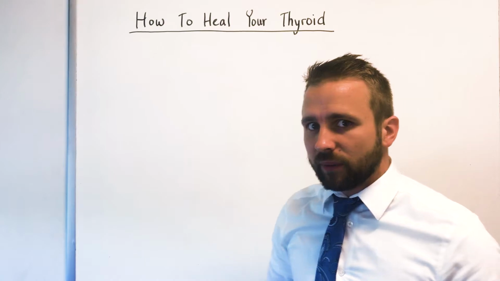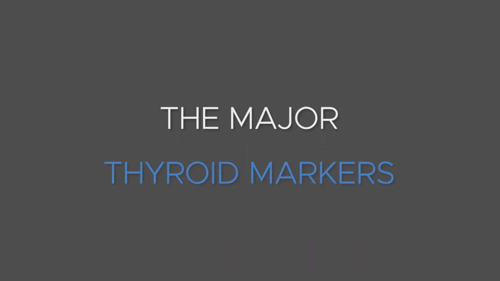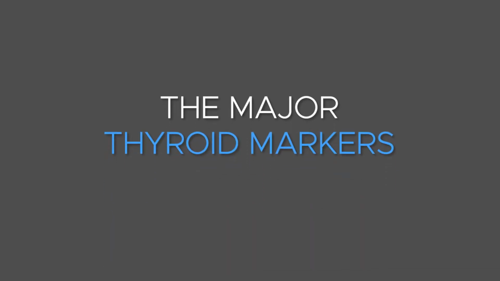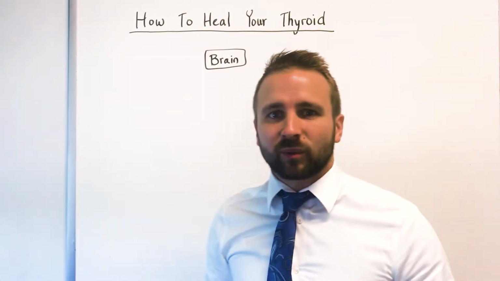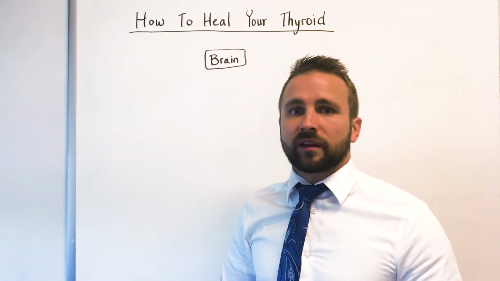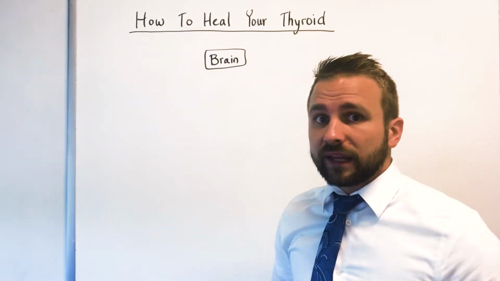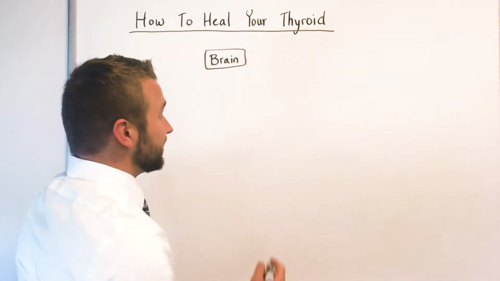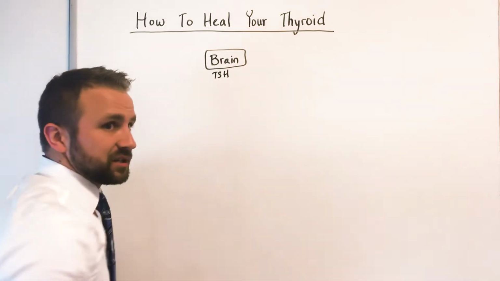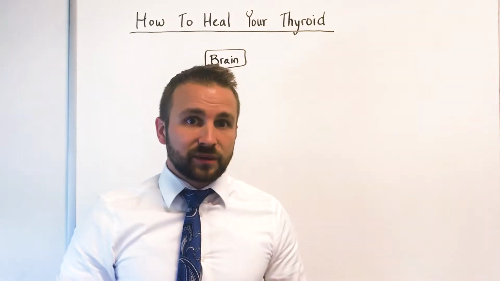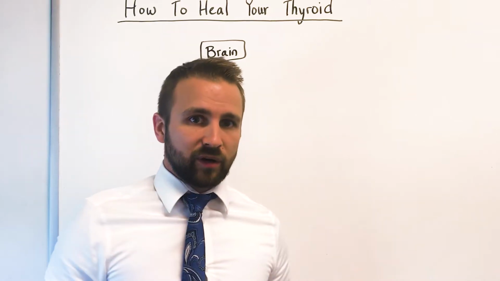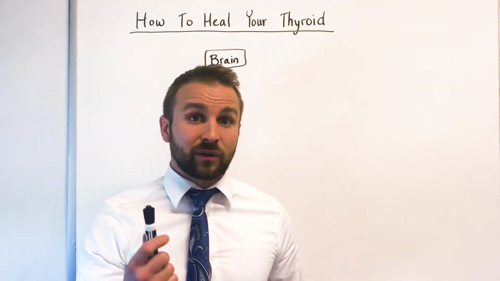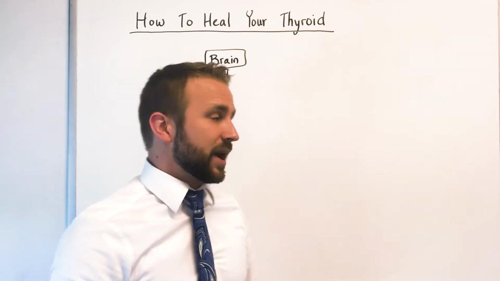Alright, so the first thing that we want to talk about is the major thyroid markers. And we are going to start with the brain actually. So instead of starting with the markers, we're going to start at the level where the thyroid hormone pathway begins. At the level of the brain, your brain produces TSH. Now, TSH is produced in the pituitary gland. So TSH is not a good marker for overall thyroid production. It's kind of the control cell towers for your thyroid hormone pathway.